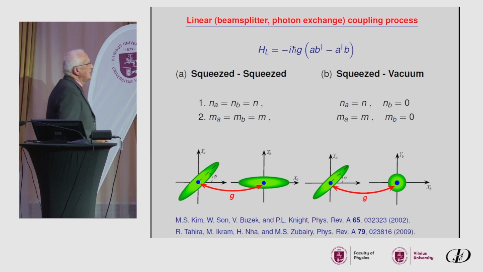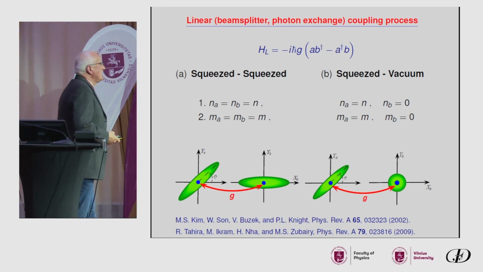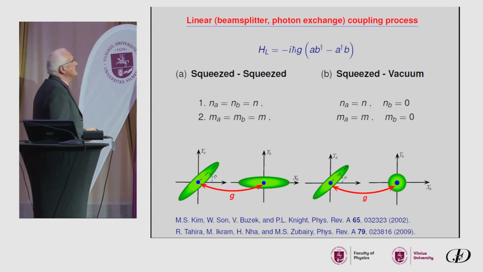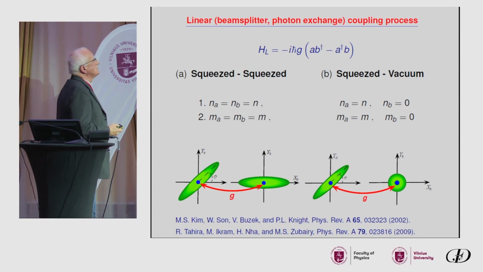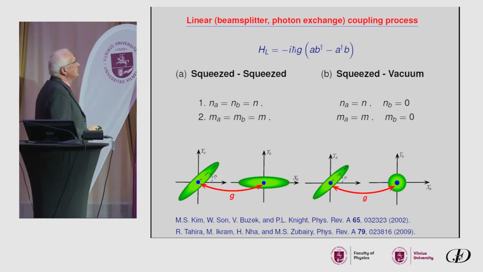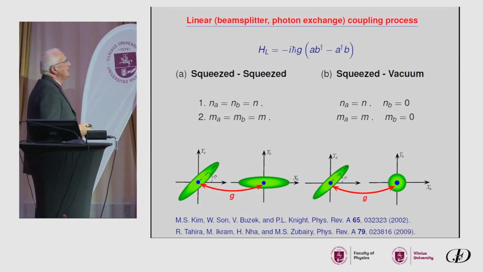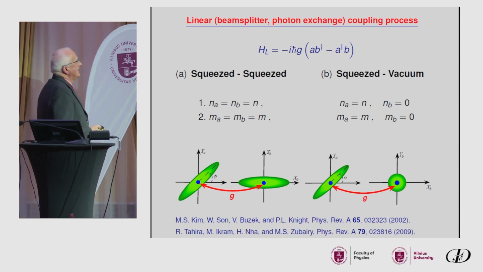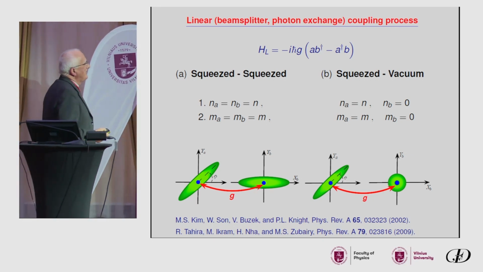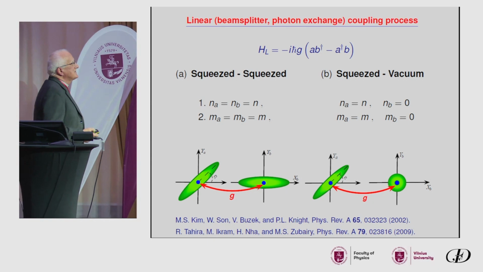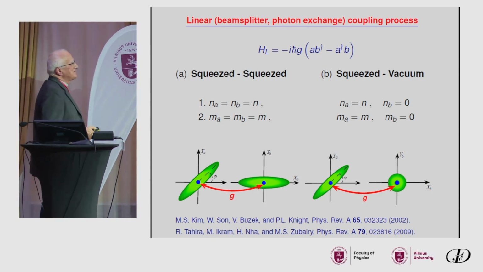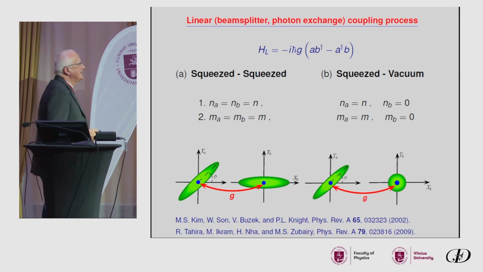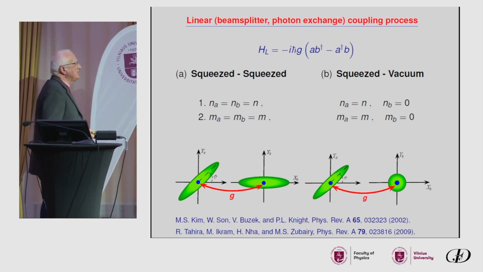And so, going to our situation, we have two modes, and we will consider two situations. First, both modes could be in equally squeezed states, so they contain the same number of photons and are squeezed to the same degree of m. And another example, where one of the modes is squeezed and the other one is vacuum. And then we will see how we can correlate these two modes in these two different situations.